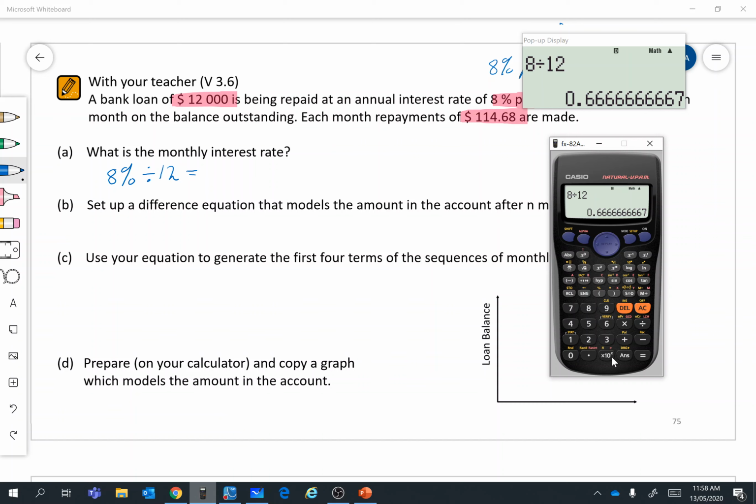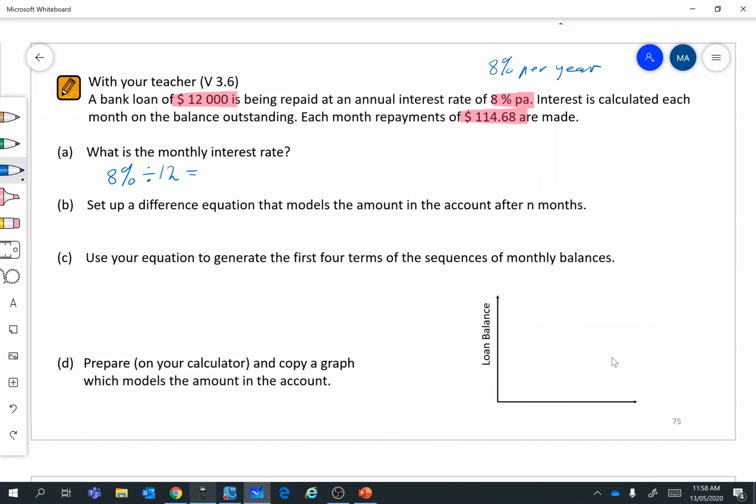0.666 recurring. We'll go to 3 decimal places, 0.667%. Now that looks like a decimal, but it's actually the percentage. So later on we're still going to need to divide that by 100 to convert that to the decimal of that percentage. Alright, so we're going to set up our difference equation now.